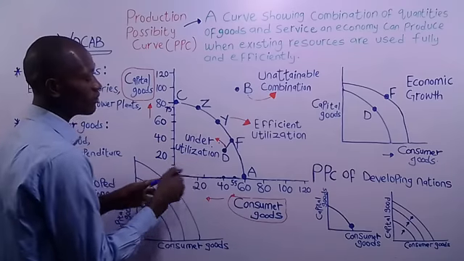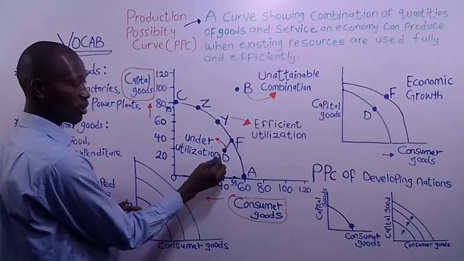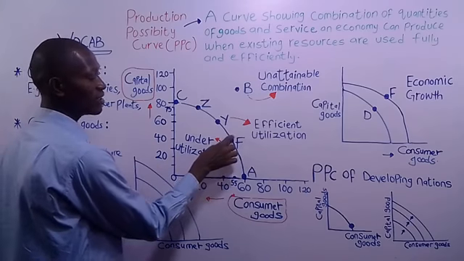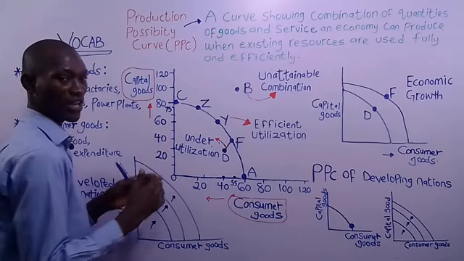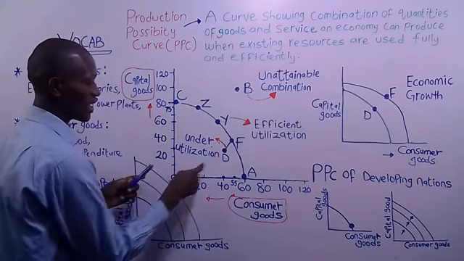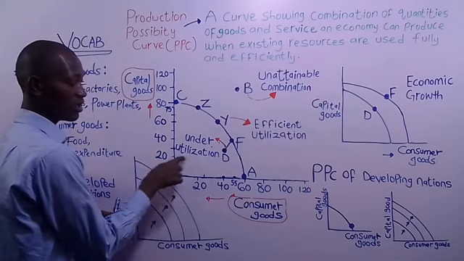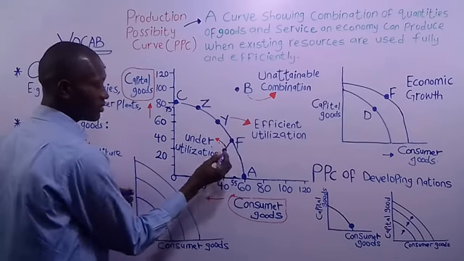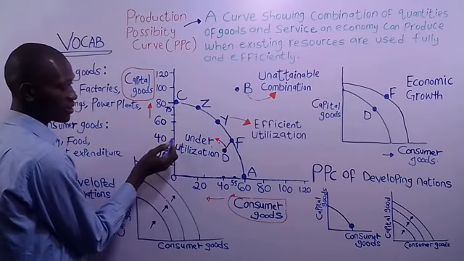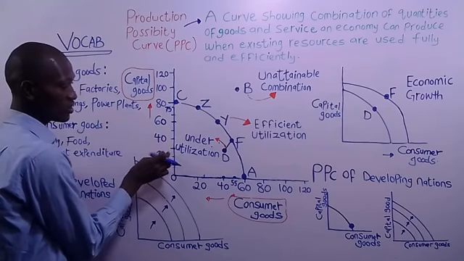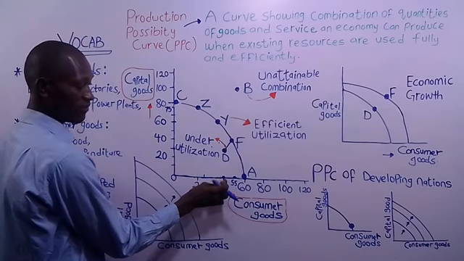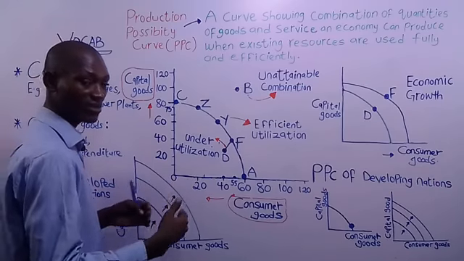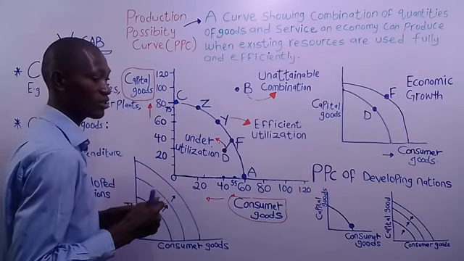Now, a country could move from point D, that means being inside the curve, to being on the curve. And that means the country will be having more of capital goods as well as consumer goods. Take for instance, at point D, the country is producing 20 billion and 40 billion. Then when a country moves from point D to point F, the country has increased the productivity level of capital goods from 20 to 30 and consumer goods from 40 to 55. And what you have in that regard is an outward shift in the production possibility curve.